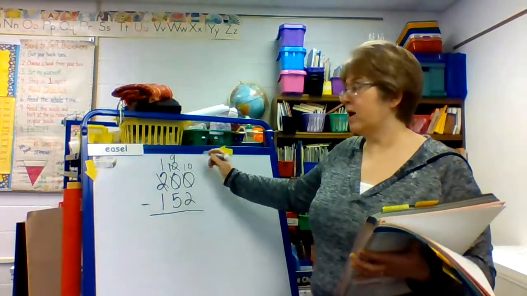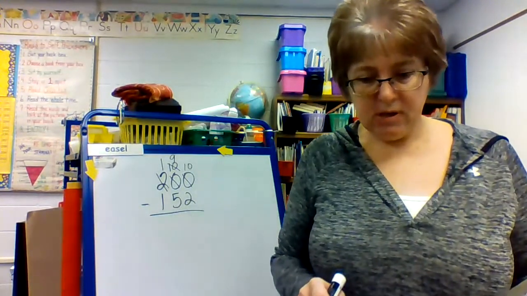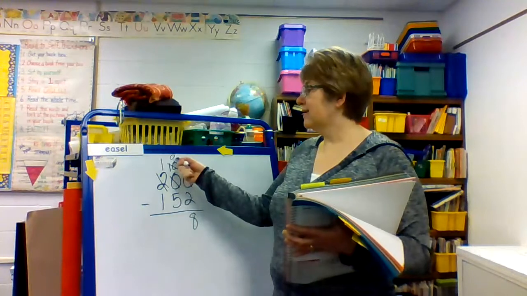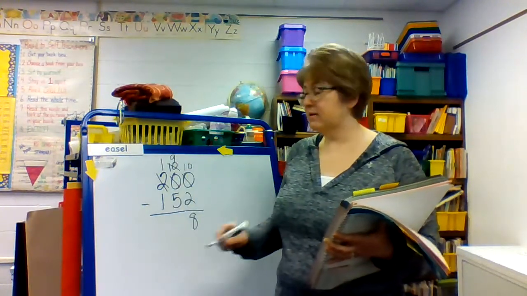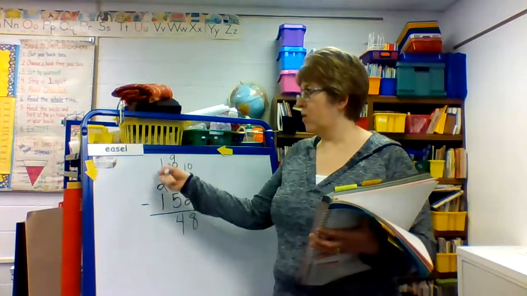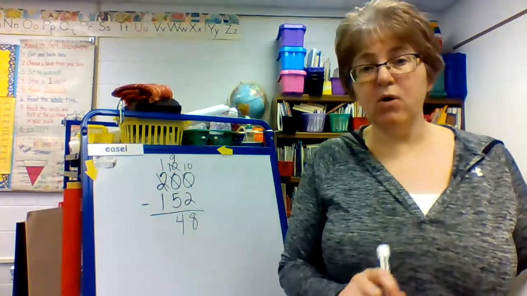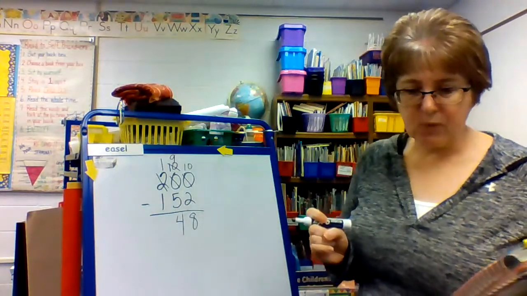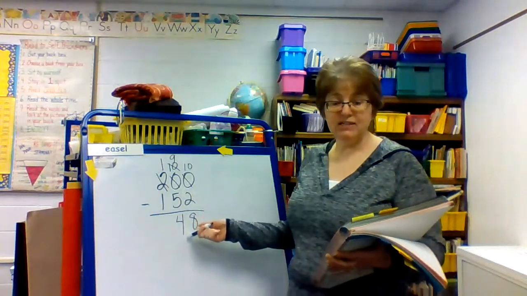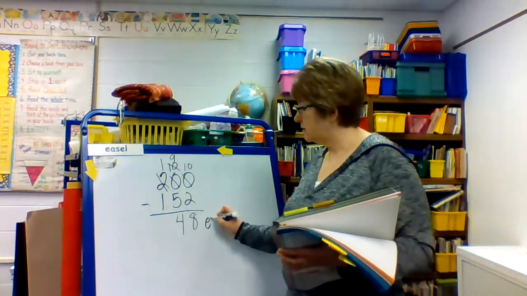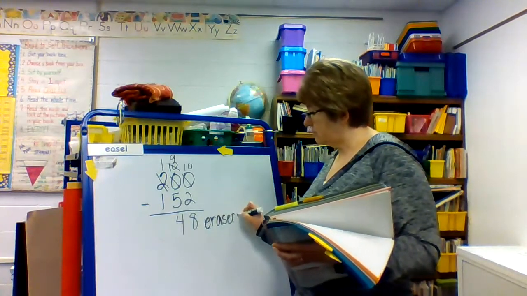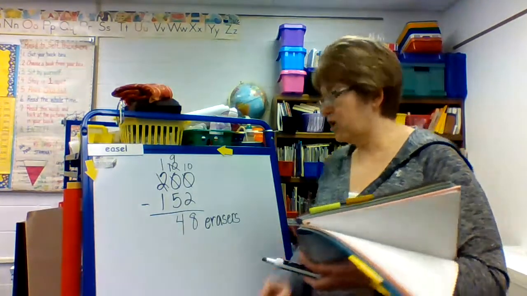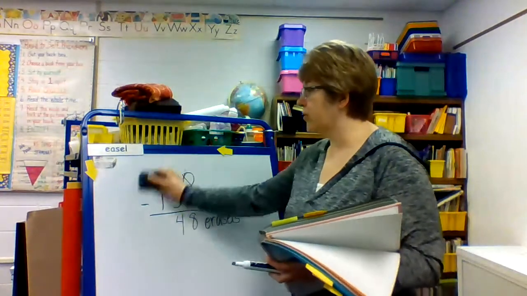So let's subtract the ones. 10 minus 2 gives me 8. 9 minus 5 is 4, and 1 minus 1 is 0. And when I have a 0 at the beginning of the number, I don't need to put that in the answer. Okay? So my answer is 48 erasers. Okay? All right, good job.